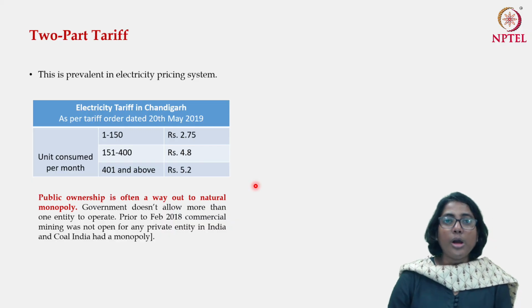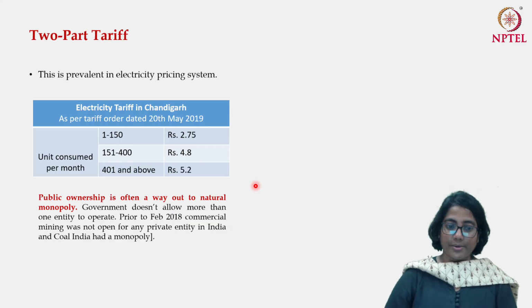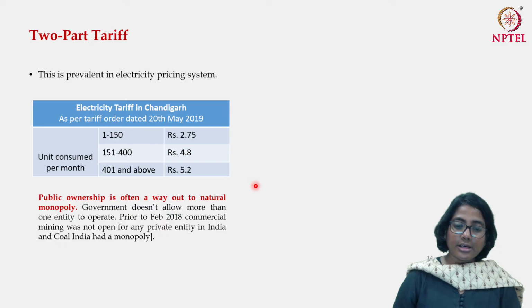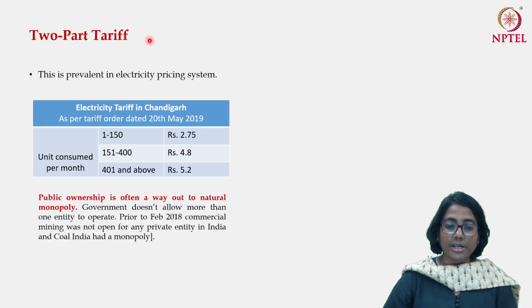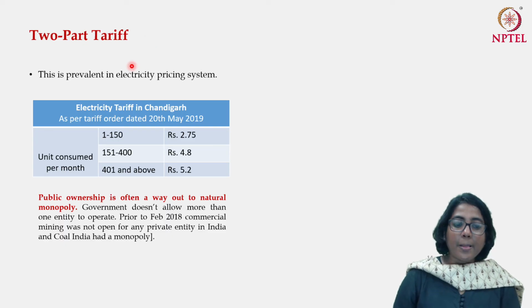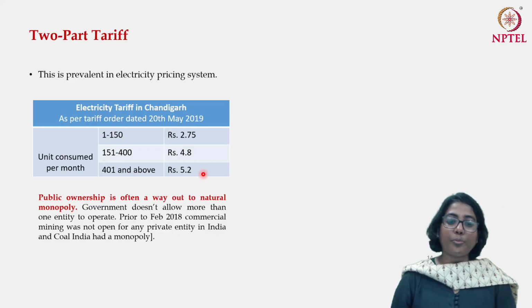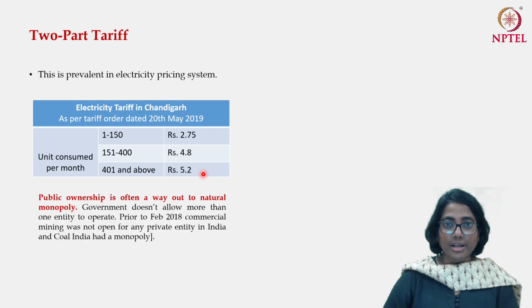In India, what do we do? In India, we do it in this way. This is the electricity tariff in Chandigarh, the recent tariff. See, there are slabs. If your electricity consumption is from 1 to 150 units, then you pay 2.75 rupees per unit. If it is between 151 and 400, you pay 4.8 rupees per unit. And if it is above 400 units per month, then you pay 5.2 rupees per unit.